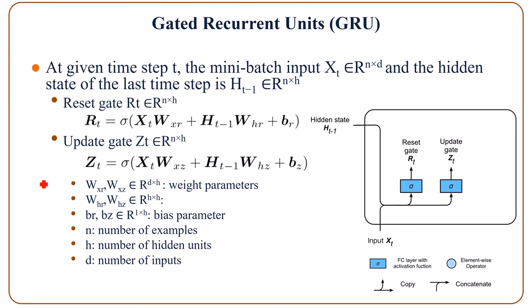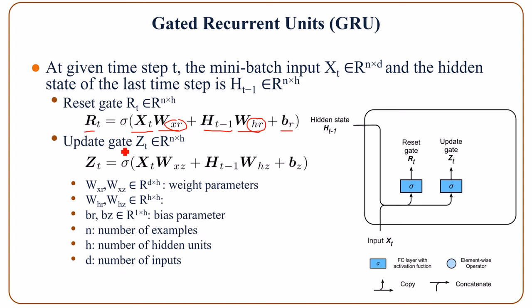Now let's have a look at the gates. The reset gate at time t, we denote it R_t. The gate R_t gets some contribution from the input X_t via the weight W_xr. The subscript xr means that this is the weight between the input and the reset gate. Also, it gets contribution from the previous time step hidden state, and this is via the weight W_hr. The subscript hr means that this is the weight between the hidden state in the previous time step and the reset gate, and b_r here is just the bias vector.